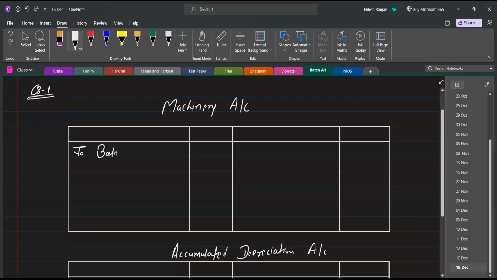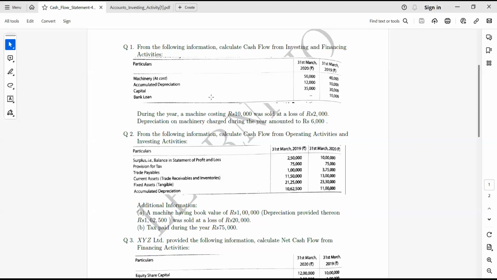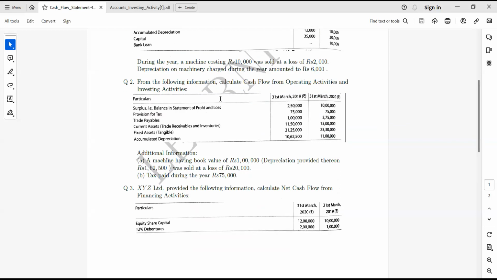To balance CD 40,000 and to buy balance CD 50,000. Actually, it will be by balance BD 40,000, by balance CD 50,000. Now, accumulated depreciation 10,000, 12,000.